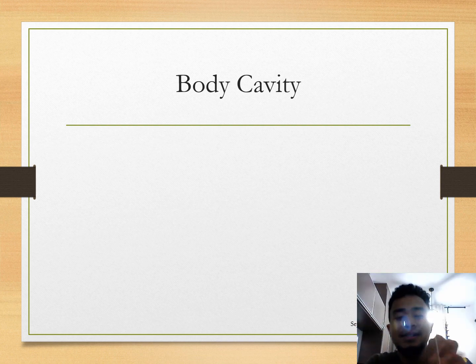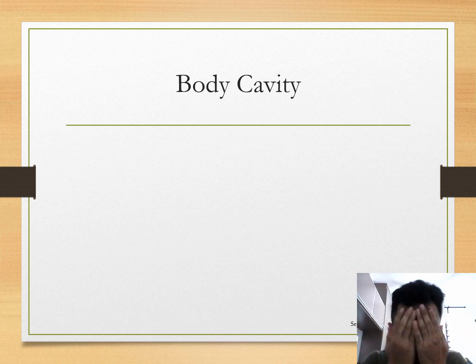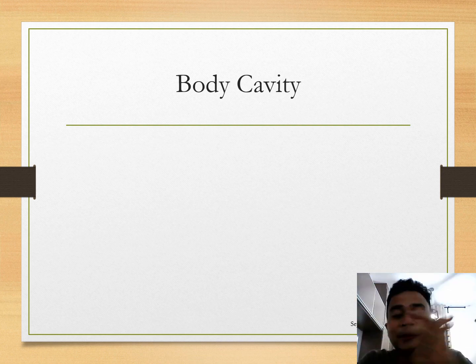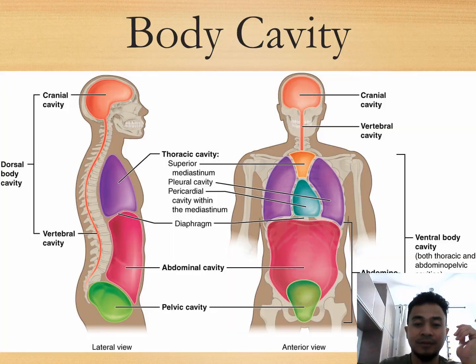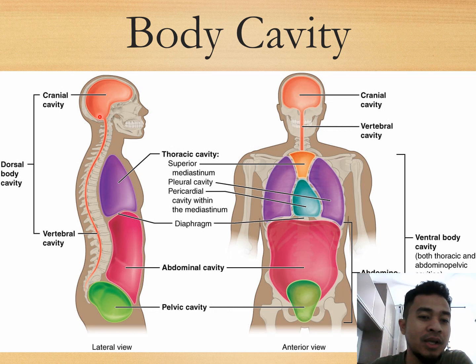This is the last part on this subtopic, which is about body cavity. Not really empty like a body. A body cavity is an area or space within our body. We have the cranial cavity, which is part of our dorsal body cavity, consisting of cranial and vertebral. For your information, this is filled with our brain. This cavity is filled with our nervous system.